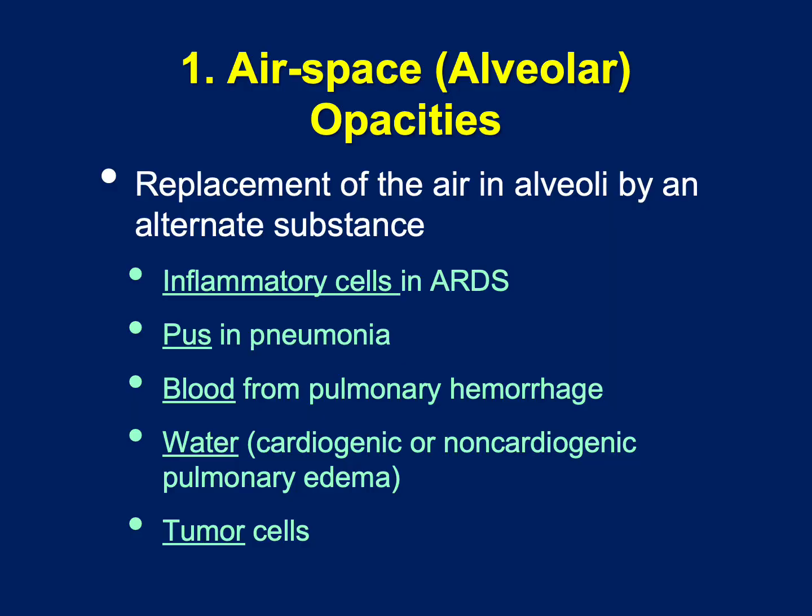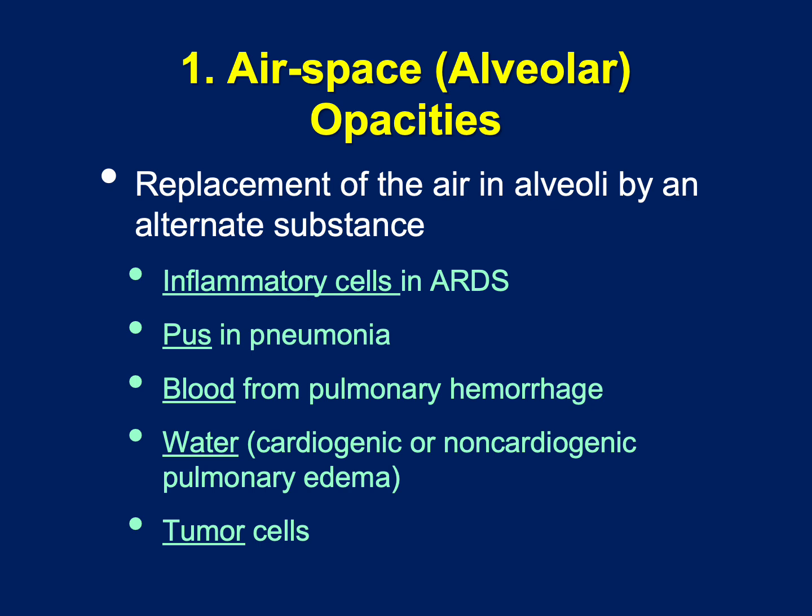When we talk about airspace or alveolar opacities, we're talking about replacement of the air inside the alveoli by an alternative substance, such as cells, pus, blood, water, or tumors. So all of these things could potentially be inside the alveolus instead of air. Because air makes the alveolus appear black, when any of these other things have replaced air, the alveolus no longer appears black and instead appears white.